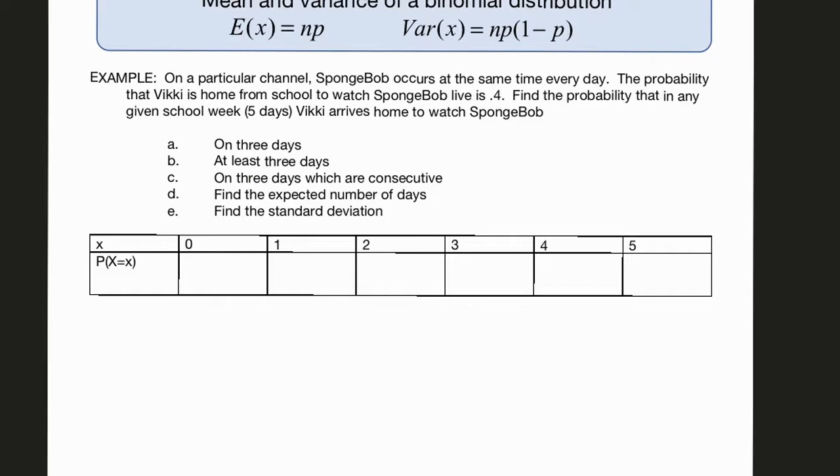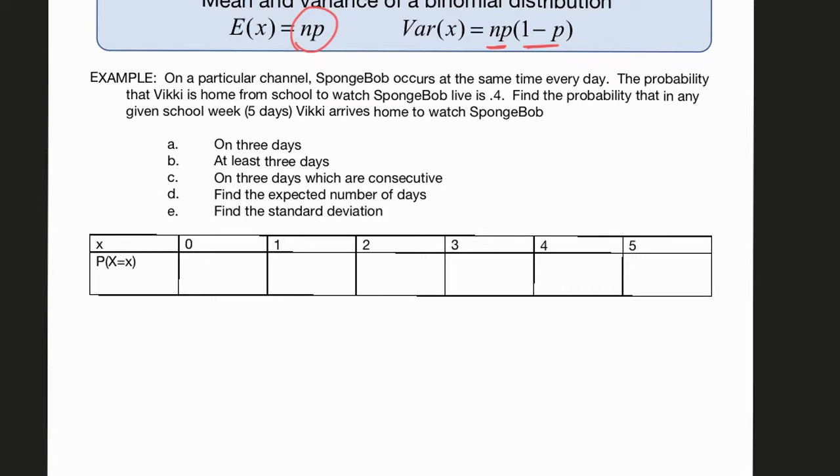Okay, so at the top of this page, you're seeing a couple new calculations that you're going to be able to use. If you want the expected value, all you have to do is multiply n times p, and if you want the variance, it's n times p times 1 minus p. So it makes it really, really easy, and I will cover an example.